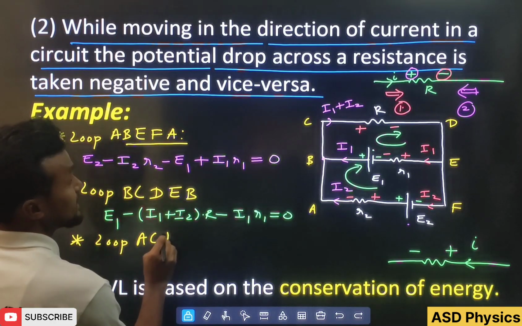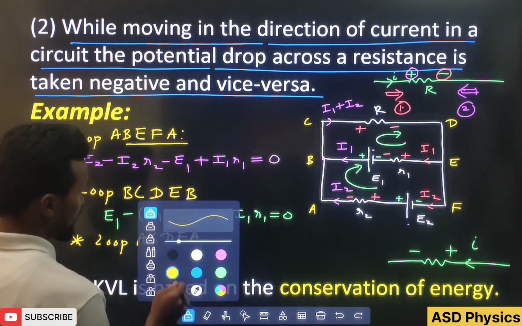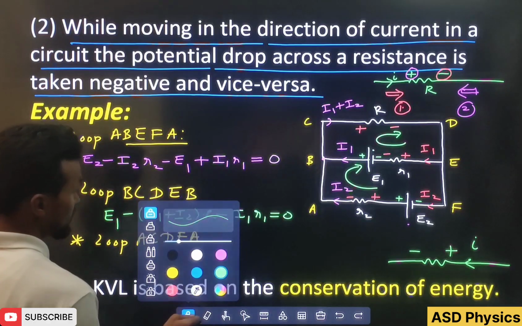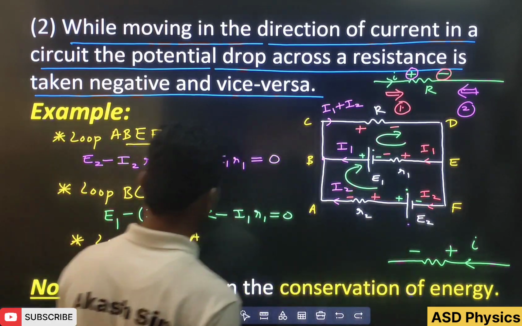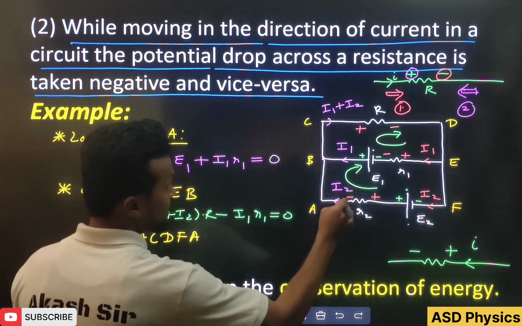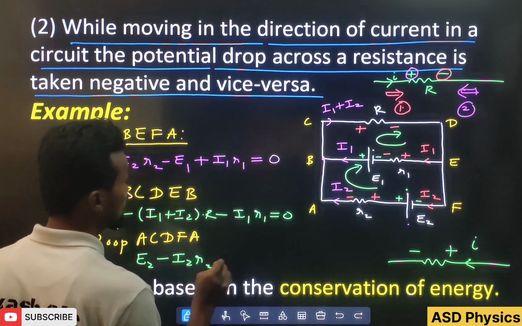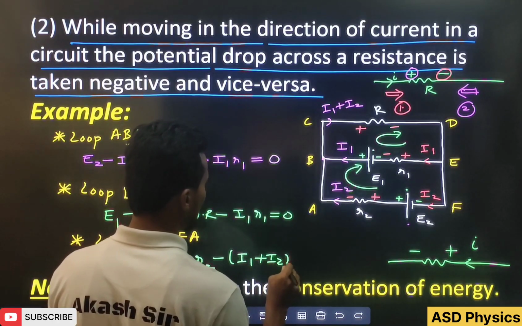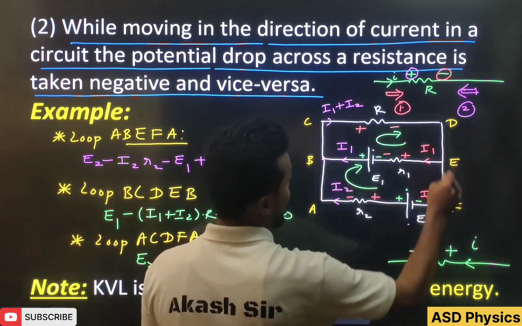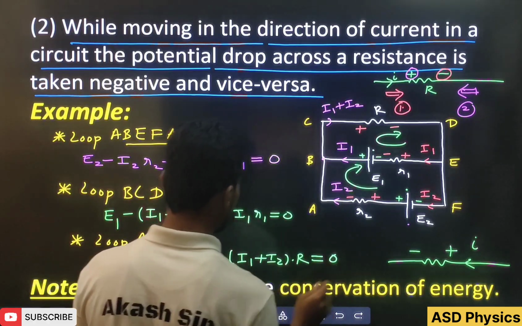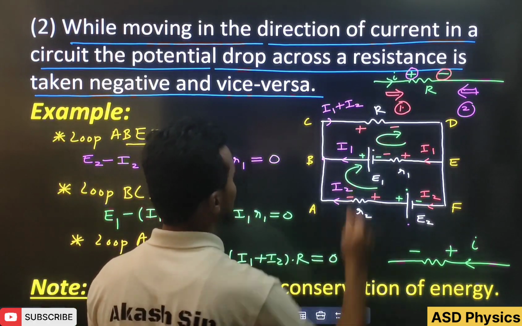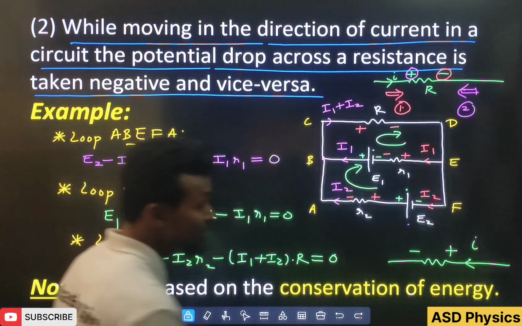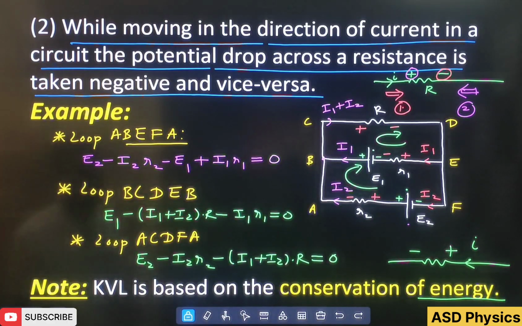Now we'll take the outer loop: A, C, D, F, A, outer loop, okay, students? If I write the outer loop here, remember that again I'm going to start with this battery. So directly, E2, second sign, minus I2 R2, again we'll move like this, minus (I1 plus I2) into R, is it? And again we reach the same place, that means equal to 0. Only at 3 places drops are there: 1, 2, 3. And remember, students, this KVL is based upon the conservation of energy. So I hope you have understood very well, students, how to solve this kind of situation, is it?